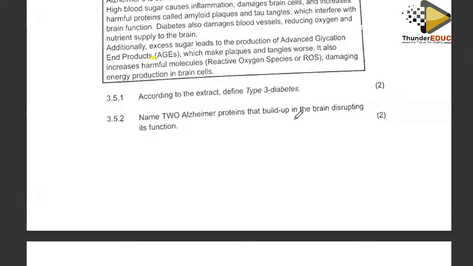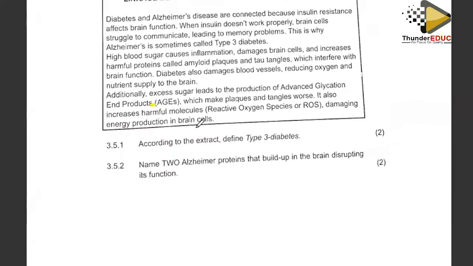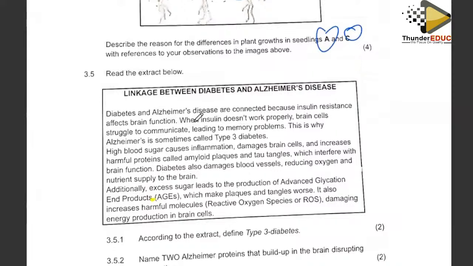Name the Alzheimer's protein that builds up in the brain, disrupting its function. So we say that is amyloid plaque. Yes, we talked about amyloid plaque. It's here, so we are able to see it. And also this one, let me just highlight so that you're able to see it properly. You see, these are the two.